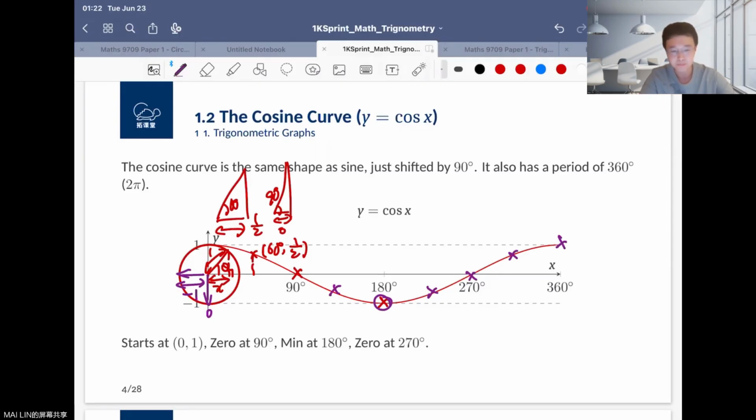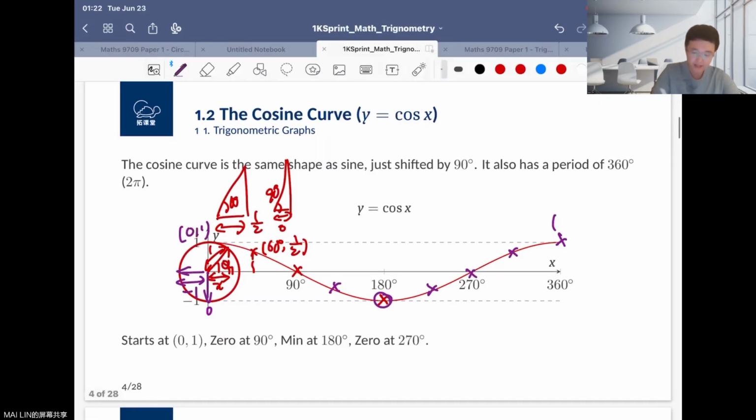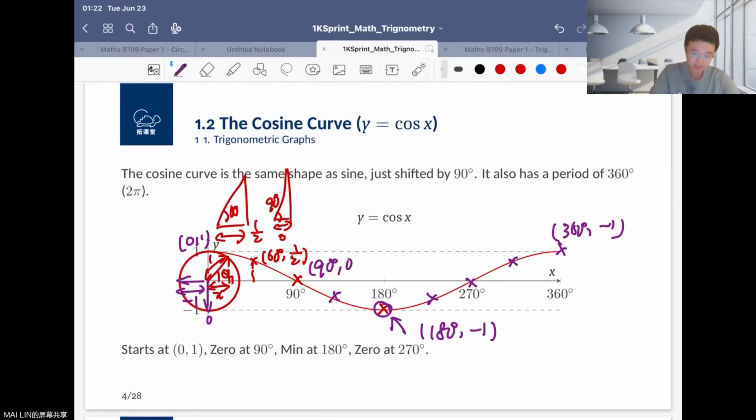So the maximum points are (0, 1) and (360 degrees, 1), right? And the minimum point is (180 degrees, negative 1). We have two intercepts: (90 degrees, 0) and (270 degrees, 0). Also you can draw the symmetry lines here. This is a symmetry line at 180 degrees, and also at 360 degrees and 0. So there are three symmetry lines in the graph, okay?